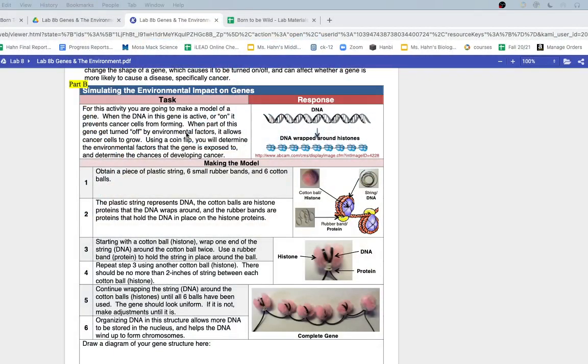All right, so this gene is supposed to be preventing cancer from forming. So if it's on, then it prevents cancer from forming. But if part of the gene gets turned off, then it allows cancer cells to grow. So we don't want parts of this gene to get turned off.